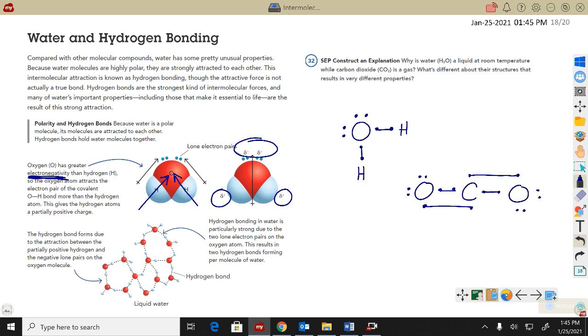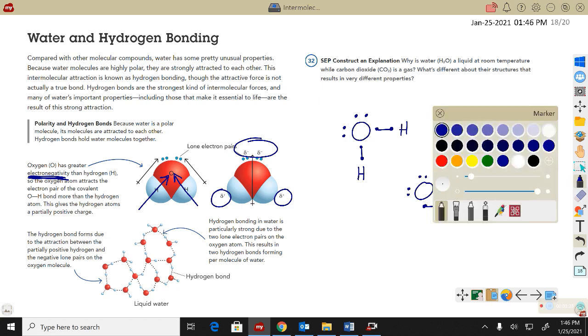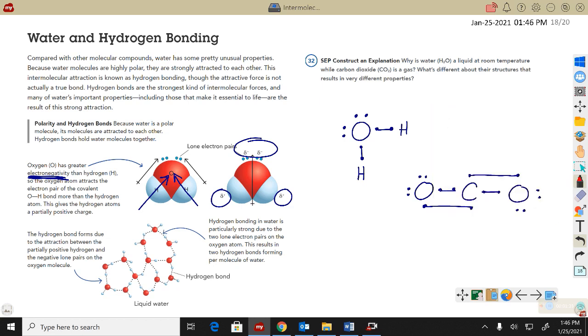Water, H2O, is liquid at room temperature, while carbon dioxide is a gas. What's different about their structures that results in very different properties? And so it probably has something to do with the polarity of the molecule, right? In that water has polar bonds. I mean, both of them have oxygen, and oxygen has a really high electronegativity and pulls on the electrons.